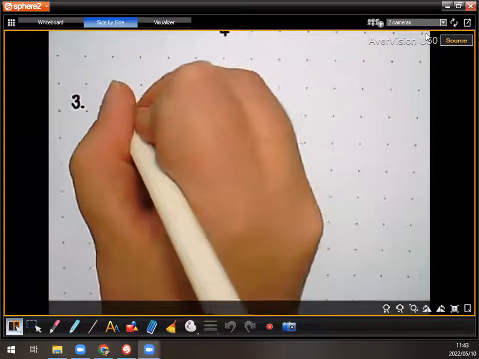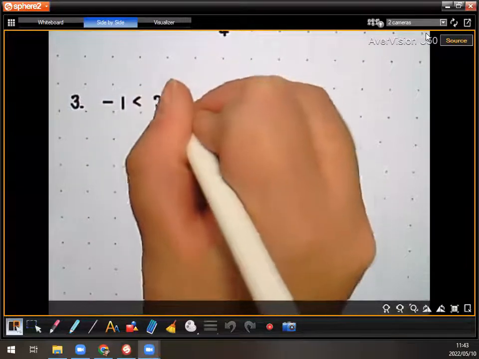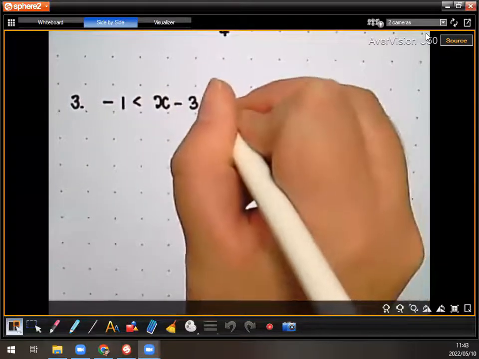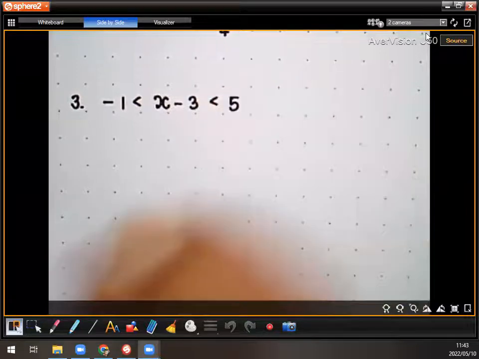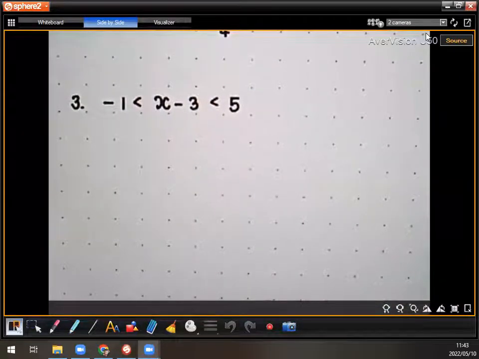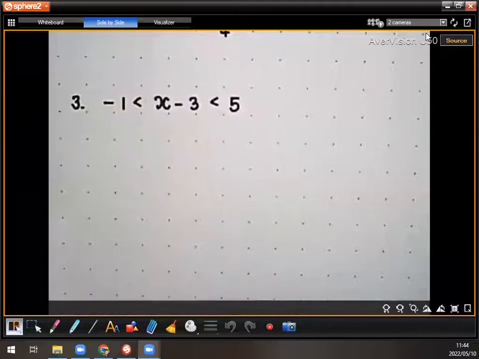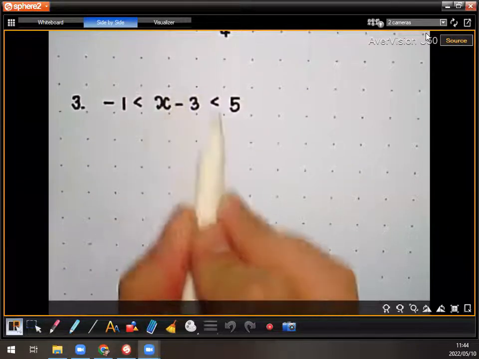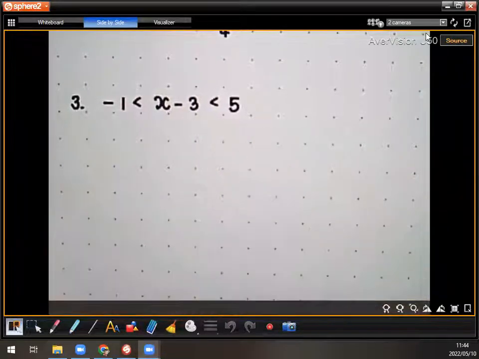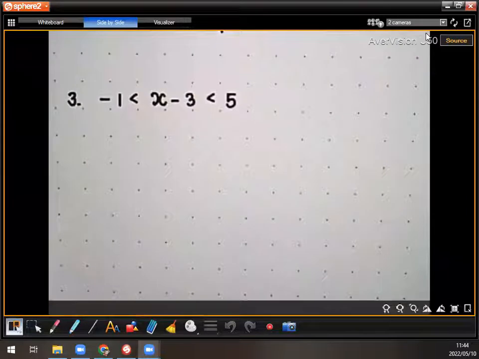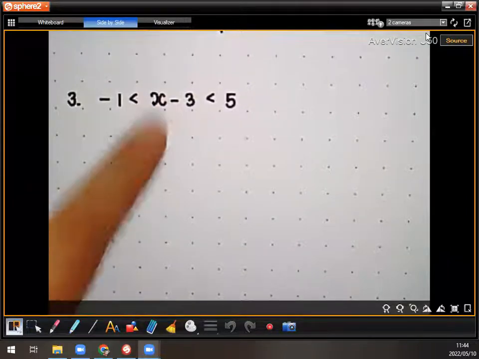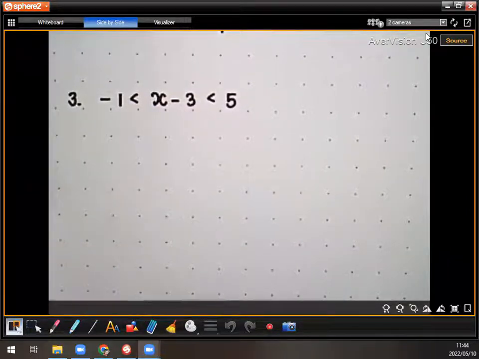Number three, -1 < x - 3 < 5. So if, Maxine, if these two were both included, then you would have to change that. Okay, so now, guys, in this one inequality we're actually solving two inequalities at the same time. If you want to, don't do this because it's extra work.